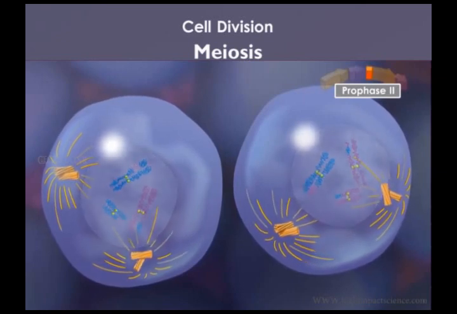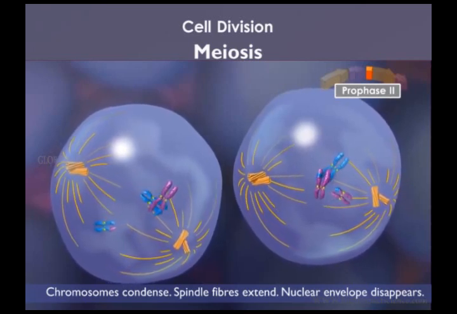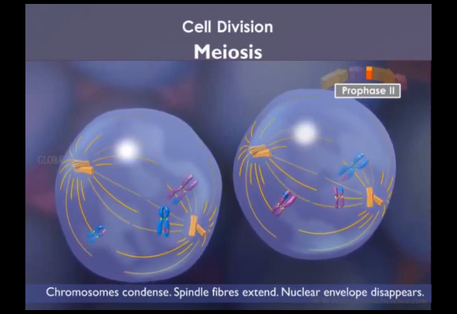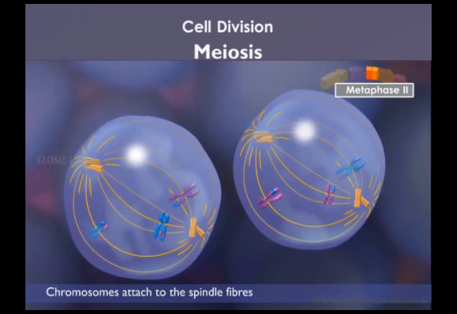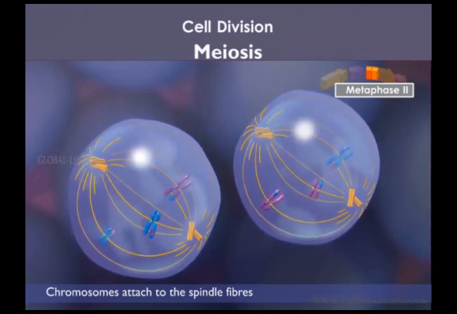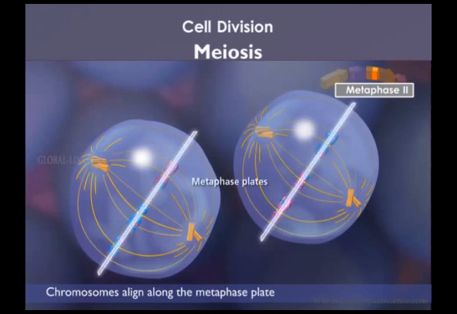In prophase II, the sister chromatids condense, the spindle fibers extend, and the nuclear envelope disappears. In metaphase 2, the sister chromatids attach to the spindles, with the sister chromatids attached to the opposite poles. The chromosomes align along the metaphase plate.